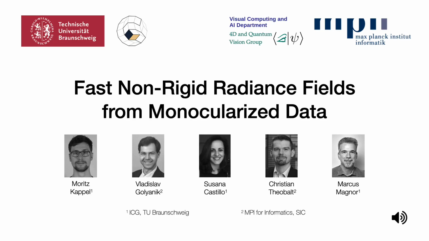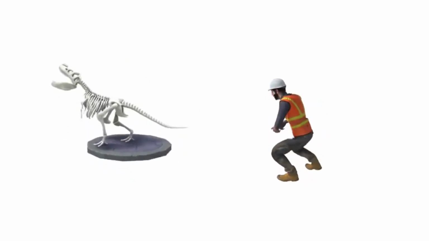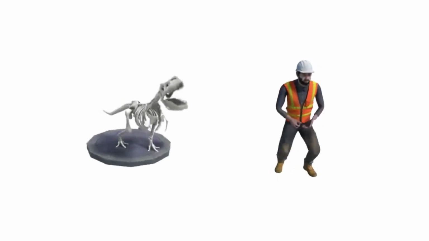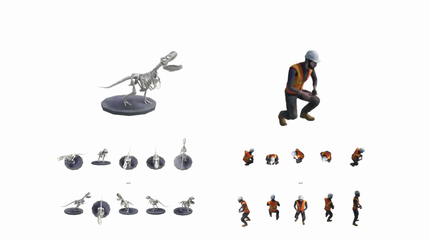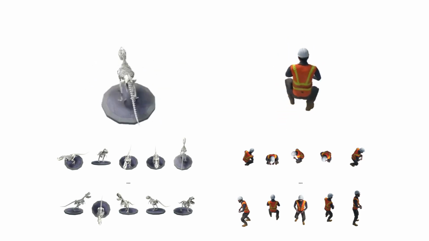We present MoNeRF, a novel approach for fast, non-rigid radiance field reconstruction from monocularized data. For a given non-rigidly deforming scene, our method is capable of real-time novel view synthesis after only 7 minutes of optimization. As input, it only requires a set of monocular images with varying viewing angles.